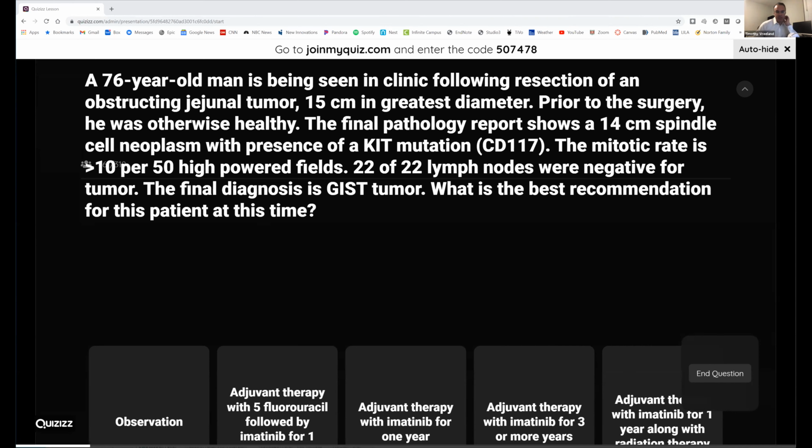The options are: observation; adjuvant therapy with 5-FU followed by imatinib; adjuvant therapy with imatinib for 1 year; adjuvant therapy with imatinib for 3 or more years; or adjuvant therapy with imatinib for 1 year plus radiation.